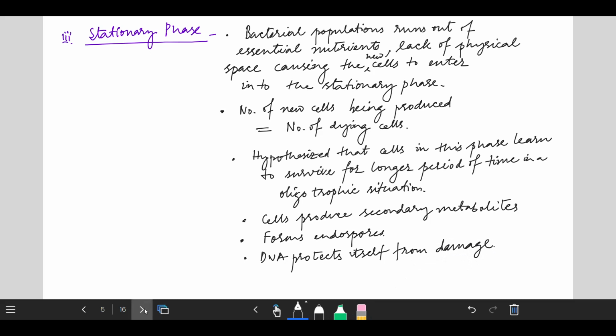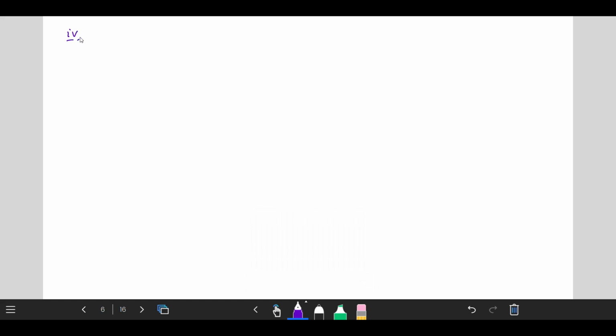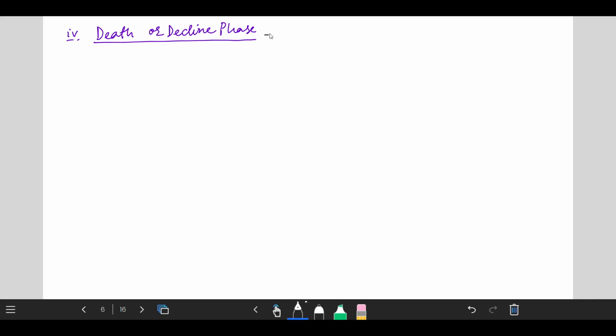Okay, now the last phase is, what was the last phase? Can you remember this? That is the death phase, death or decline. It is a very important growth curve in microbiology, a very important topic which I always tell my students to learn, to remember all the things included in the individual phases. So you need to understand clearly and remember all the points.